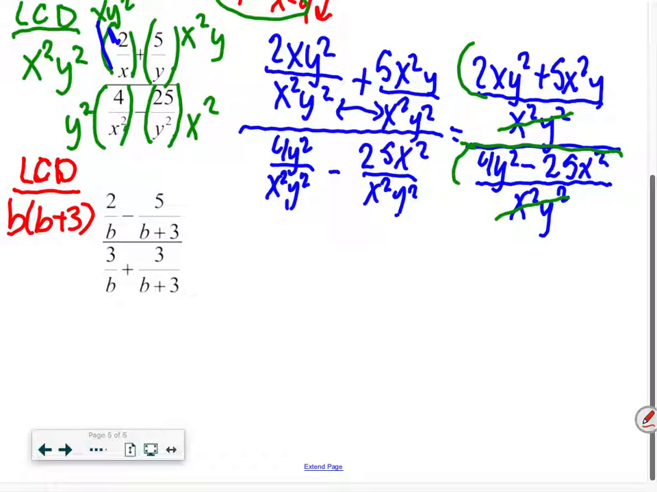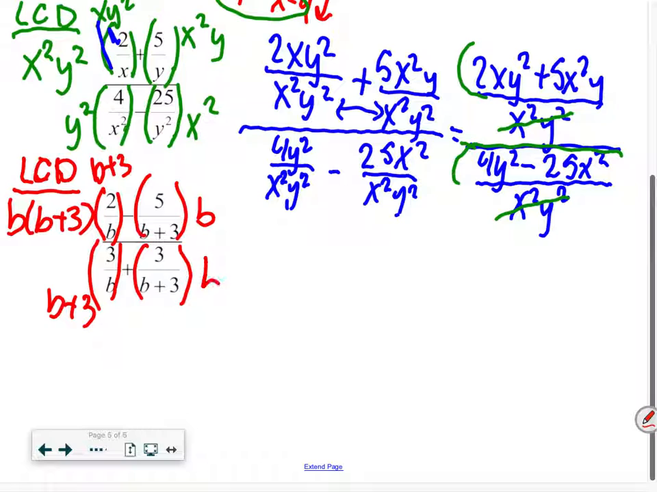Boot. Okay, my 2 over B, what is it missing? B plus 3. What is my B plus 3 missing? B. What's my B missing? B plus 3. What's my B plus 3 missing? B. Okay. We need to distribute my 2 to both of those. So I end with 2B plus 6.